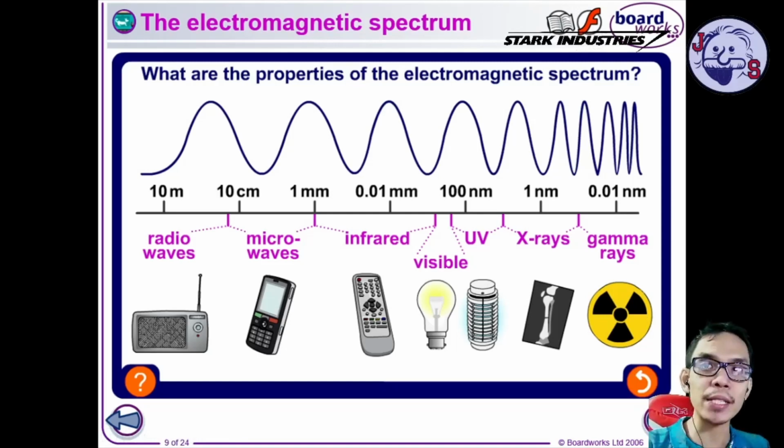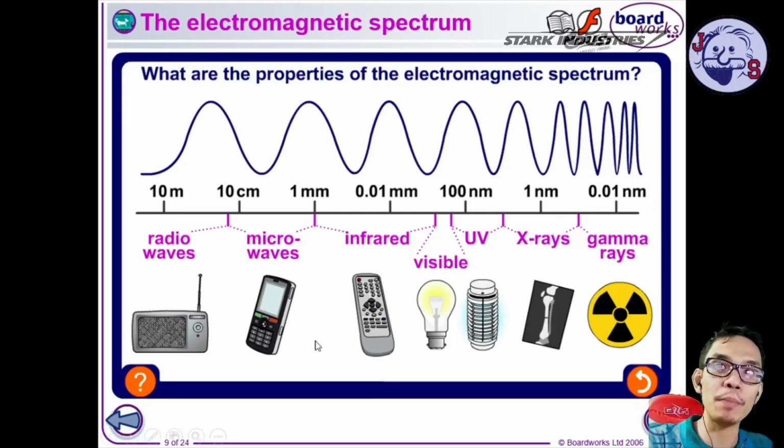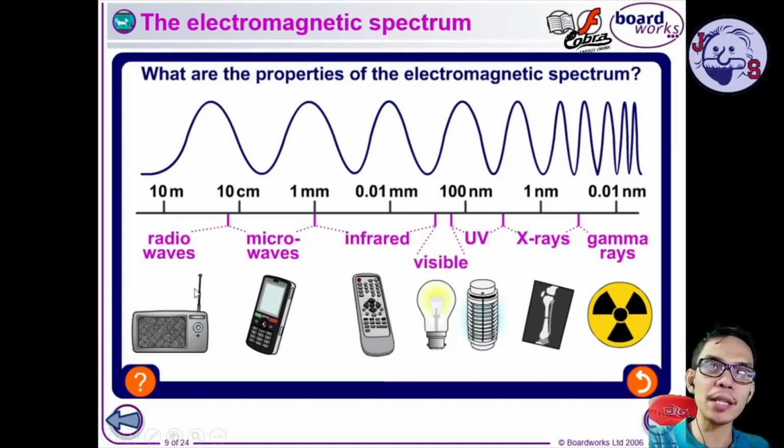We have some devices that are under the electromagnetic spectrum. For example, the radio waves. The signal that is used by this radio is coming from a radio wave. Next, the signal that is used by our cell phones is the microwaves.